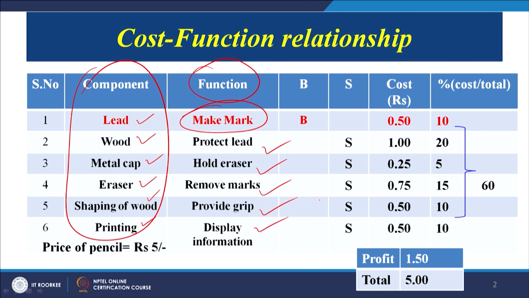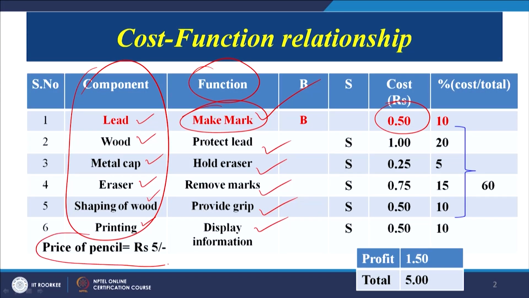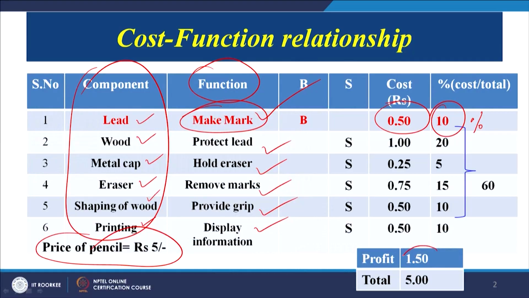Now, if you remember in the previous session for the pencil, making of marks is one of the basic functions for the product and the cost is only 50 paisa, whereas the price of the pencil is rupees 5. So, we can see that only 10% contribution is of the part or the component which is contributing to the basic function of the product, and the 90% we can say includes the profit, say 1.5 rupees, with the total price being 5 rupees.